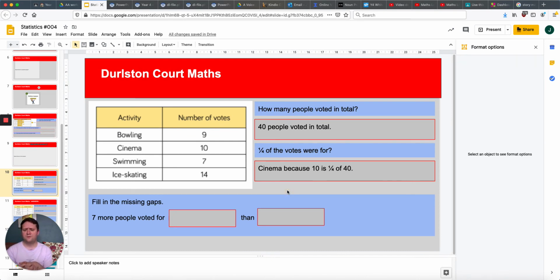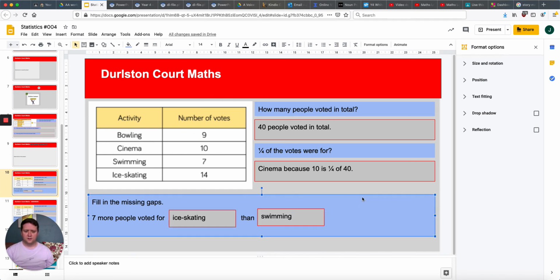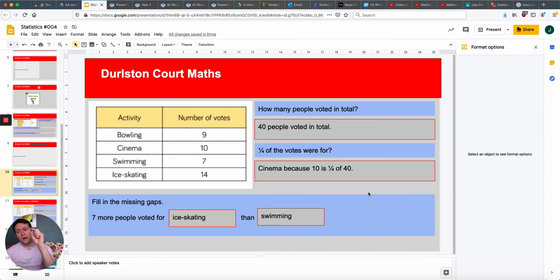Right, fill in the missing gaps. 7 more people voted for blank than blank. So 7 more people voted for. Right, so I know my doubles. So this is going to be quite easy for me. I know double 7 is 14. So I know that if you've got 7, then 7 more will get you onto 14. So I know that 7 more people voted for ice skating than swimming. There we go.